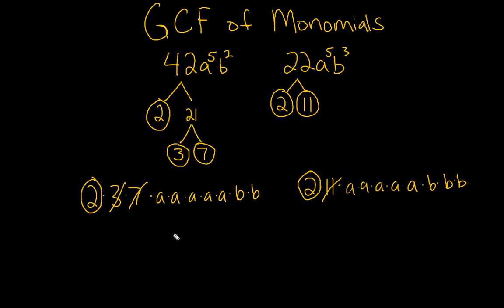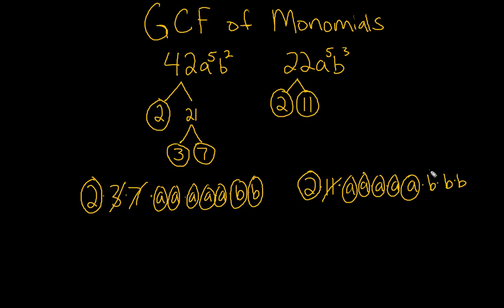Moving on to our variables, we have 1, 2, 3, 4, 5 a's, so we are going to use all 5 of them because there are 5 over here as well. Looking at the b's, here we only have 2 b's, and here we have 3, but we can only go one to one with common factors. Since this one only has 2, we can only take 2 over here, and so we don't use this last one. In order to finally find that greatest common factor, we're going to multiply the common factors together.